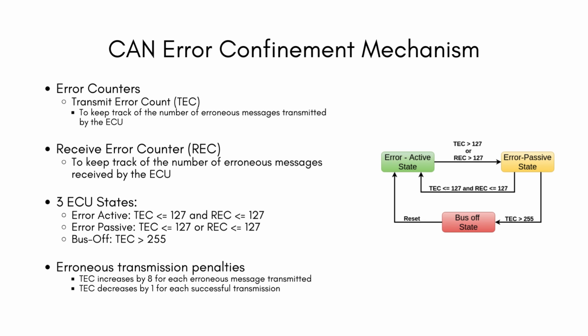When one of the counters reaches 128, the ECU goes into an error passive state. When the number of erroneous transmissions keeps increasing and reaches 255, the ECU can go into bus off state, at which point it can no longer communicate on the bus.